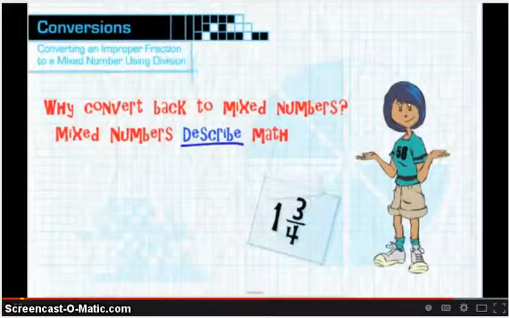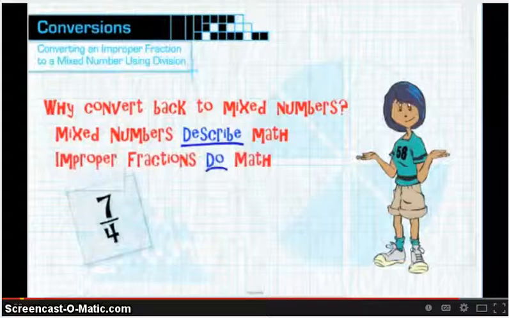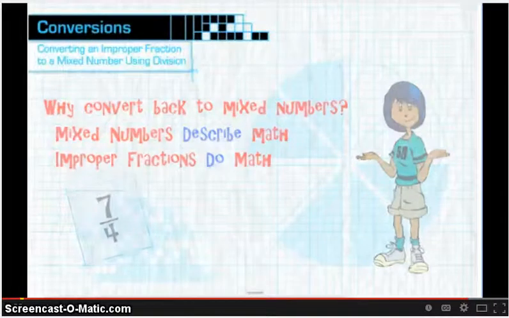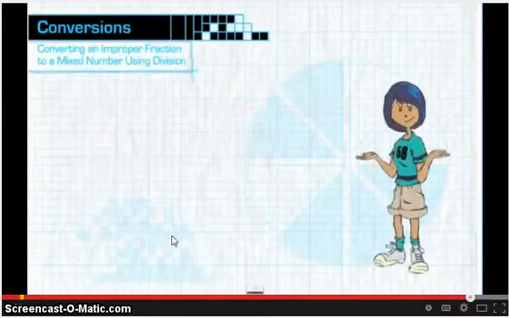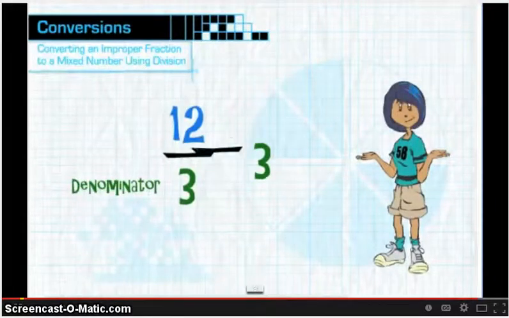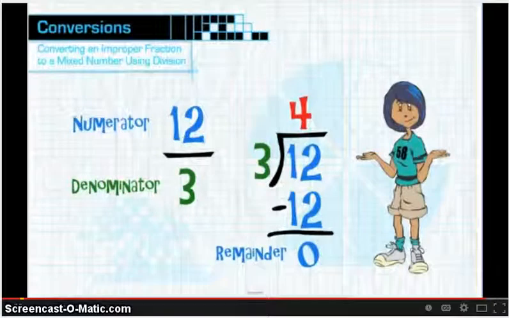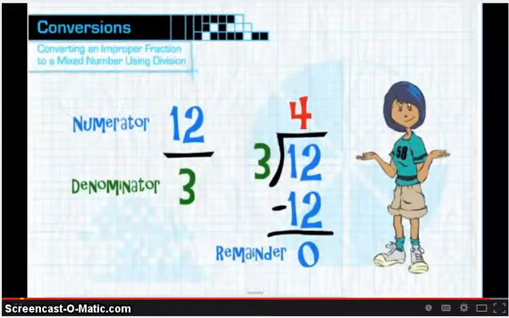So mixed numbers describe better than improper fractions do. Improper fractions, on the other hand, do better than they describe. We will get into that in a few minutes. Oh, by the way, before I forget, if the denominator divides evenly into the numerator, you won't have a remainder or anything left over, so your answer will always be a whole number.